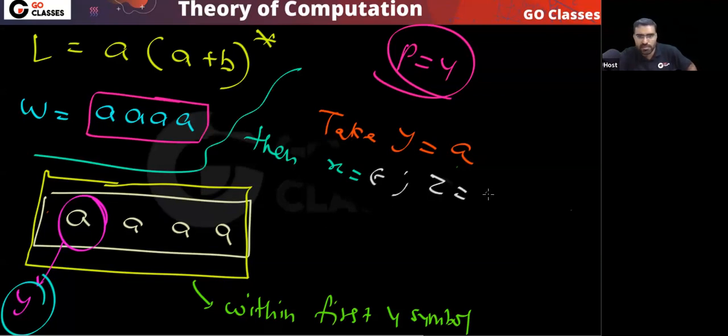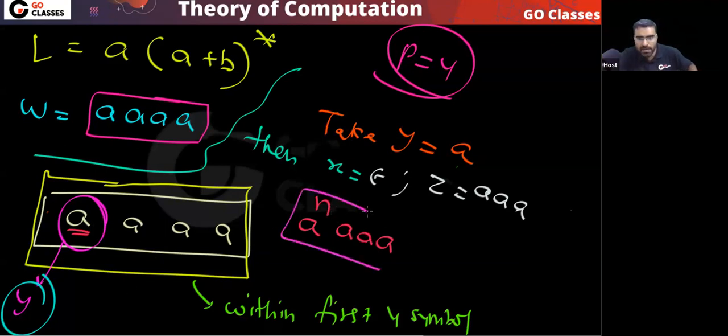And what will be z? z will be the remaining string. Now you tell me, if I repeat this a any number of times, this string will be the resulting string. Does it belong to L for every n?